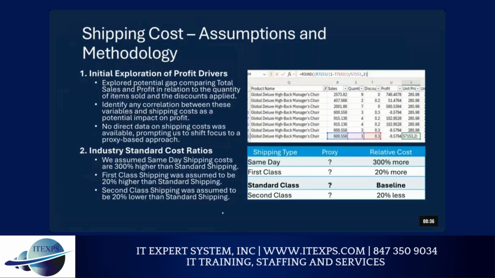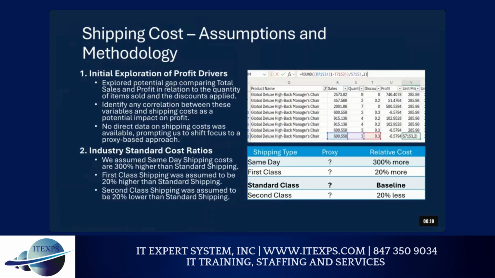We started by taking an individual item and calculating the unit price and the unit cost, accounting for discount and quantity. The test did result in a consistent unit price and cost across all of the variables. So what that told us was that those were the only components considered to define sales and profit. There was no room for any shipping cost in there. So we would have to move to a proxy-based approach.